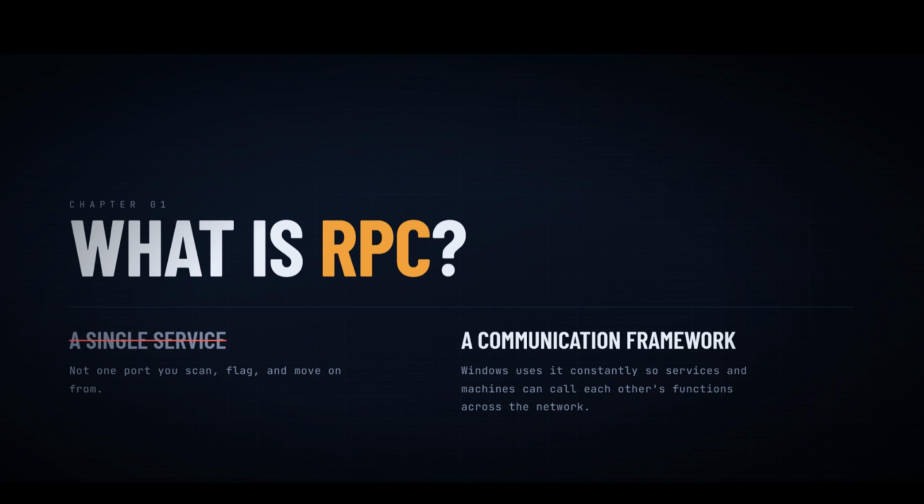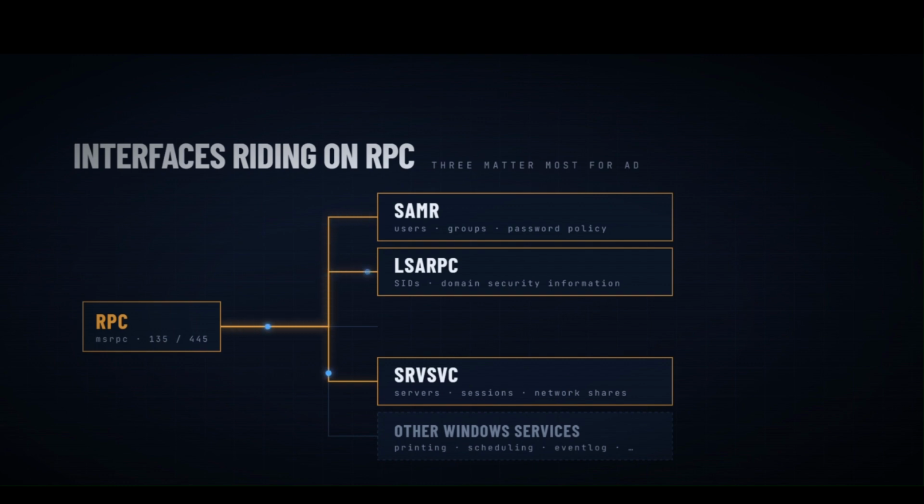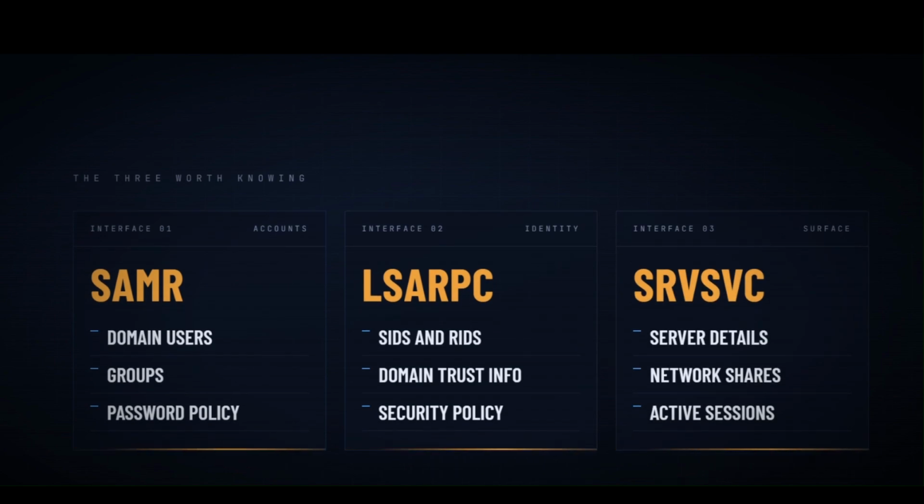From an Active Directory pen testing perspective, three interfaces are particularly interesting. First is SAMR, which can expose users and groups. Second is LSARPC, which can provide information such as SIDs and domain security information. And third is SRVSVC, which can provide server information.